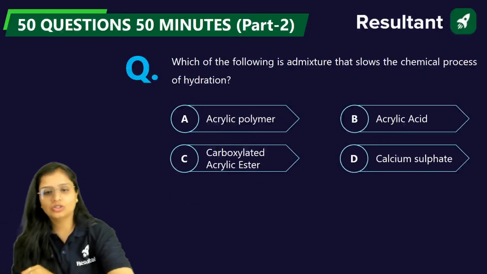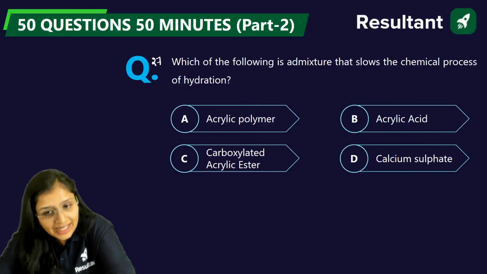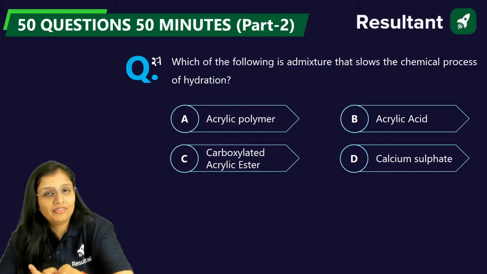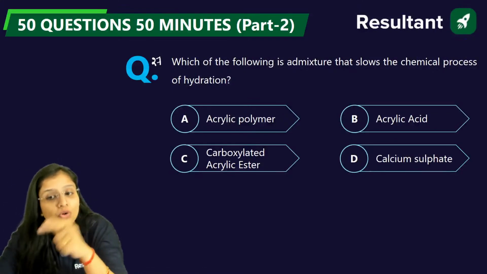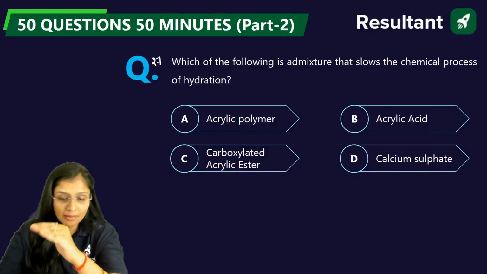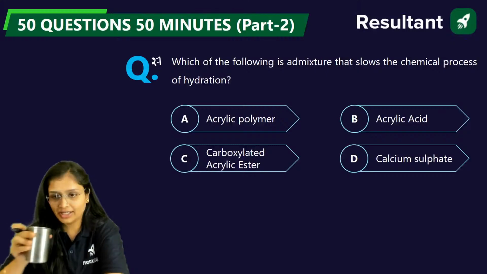Okay. Question number 27. Which of the following admixtures slows the chemical process of hydration? We have accelerators and we have retarders. So which one slows the chemical process and reduces its rate? Which is the one, guys?